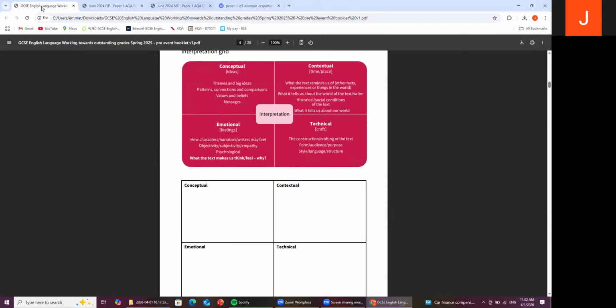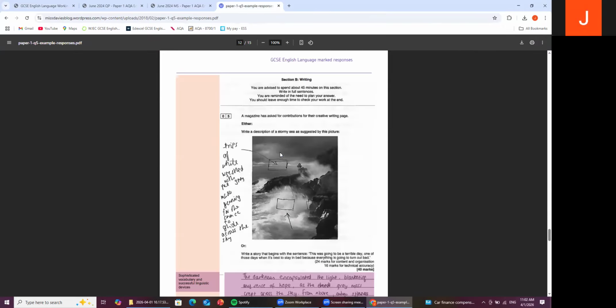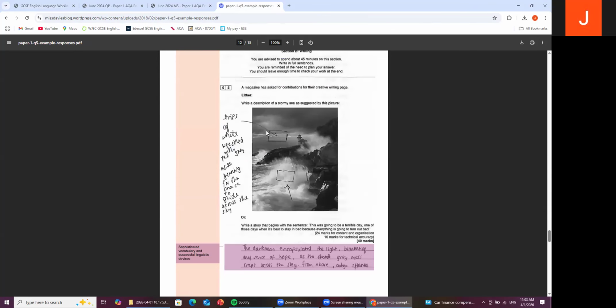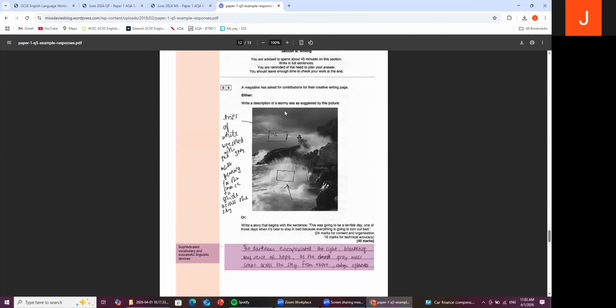Okay. So just as an example, I'll show you here. This is a resource from AQA. This is from another past paper here. What the student's done there is they just looked at the picture as a suggestion and they've circled or squared, in this instance, detail which they have focused on. So the sky, you've got the waves, you've got the rocks. Again, you can focus on other aspects.